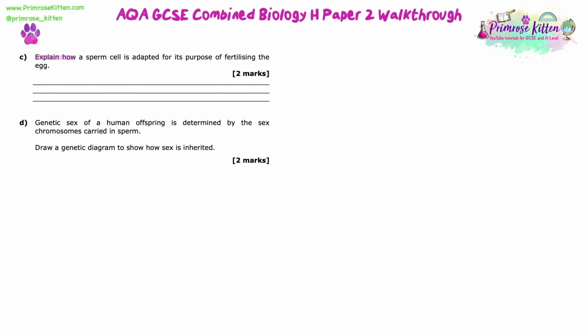Okay, part C. Explain how a sperm cell is adapted for its purpose of fertilising the egg. Okay, so we need the feature and the reason why it is able to swim to the egg, or how that helps it do its function. But you need to think about, it's 2 marks here, so you say 2 things. So 2 features linked to how it helps the sperm to do its job.